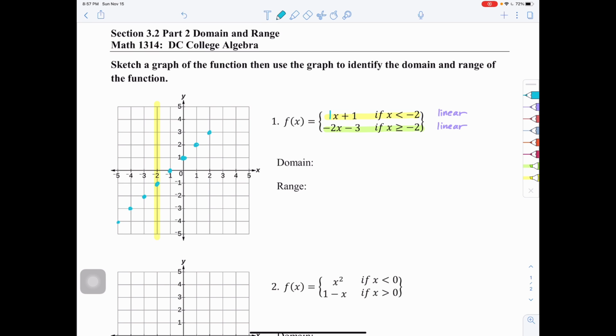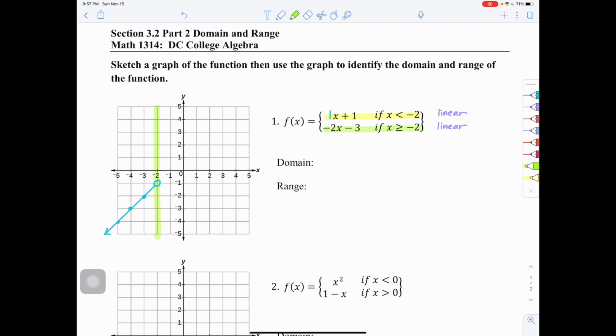Now remember, we only want this graph when x is less than -2. So what we'll do right here is have an open circle, and then we're going to connect all of these points. So we then erase this again, and I can put that line back here. This is where that piece changes.